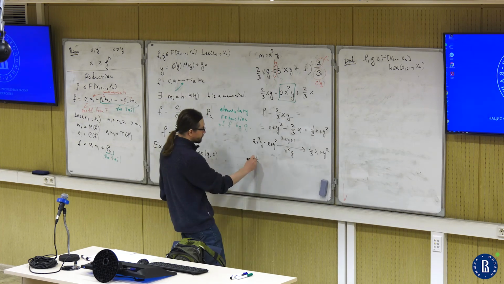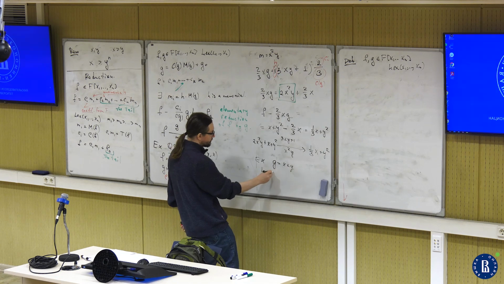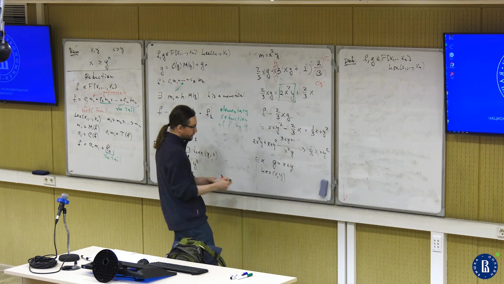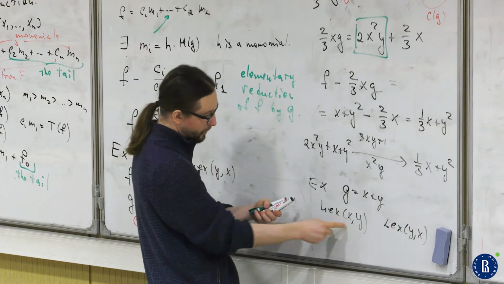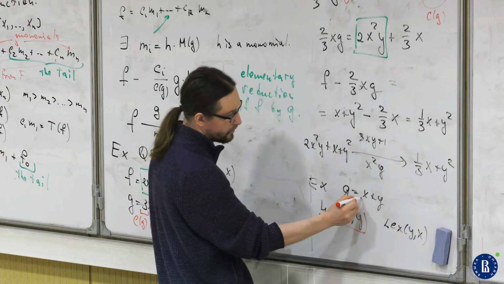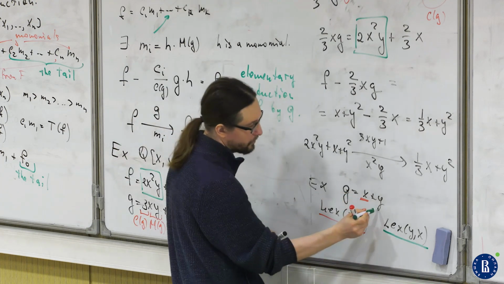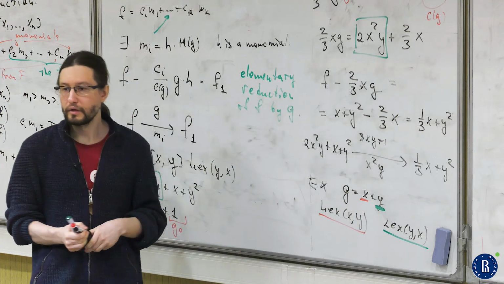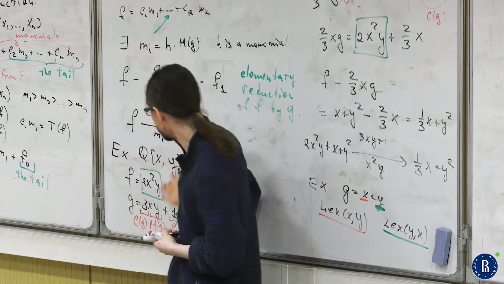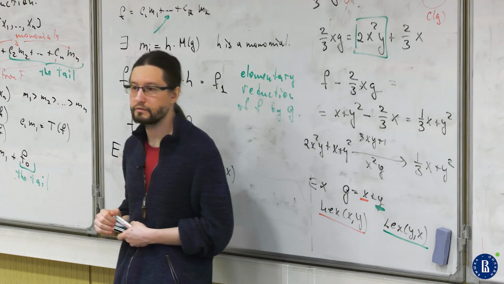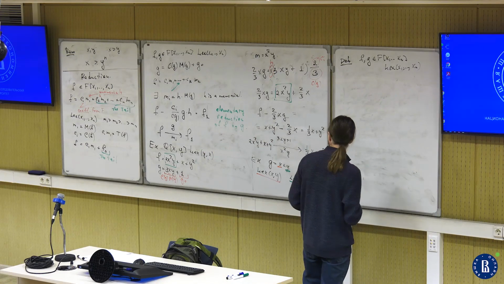So again, an example: if g is x plus y, then we have two lexicographical orderings, and with respect to this ordering, the leading monomial is x. But with respect to this one, the leading monomial is y. So if you choose a different order, you will get a completely different reduction procedure, because you'll have to reduce with a different term.